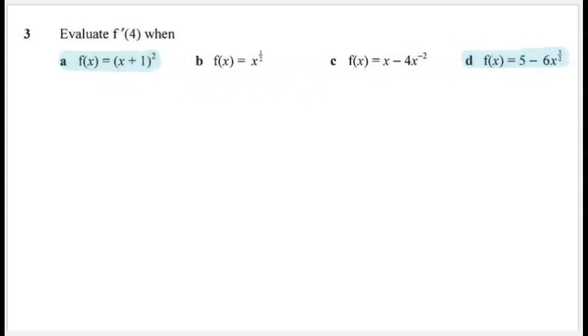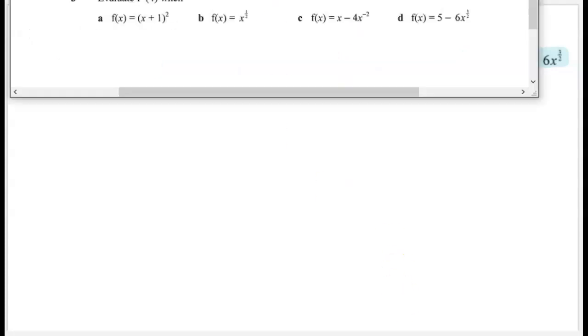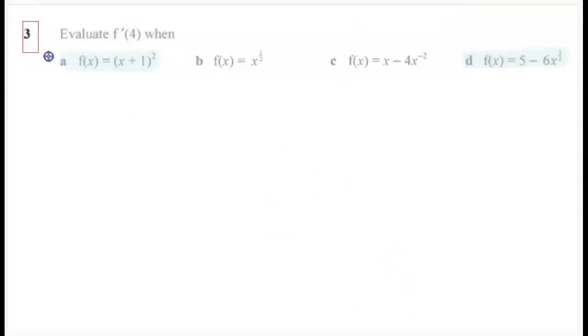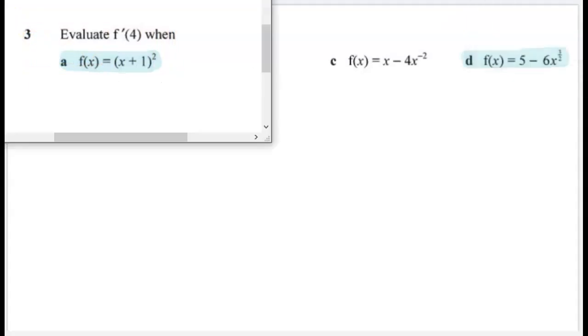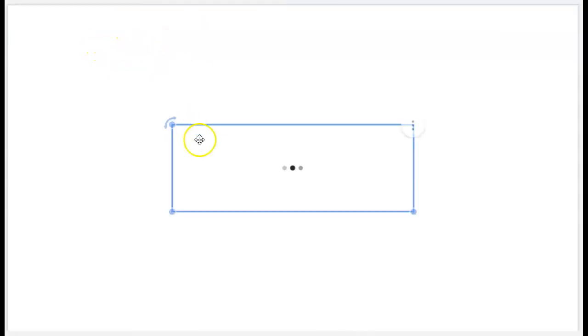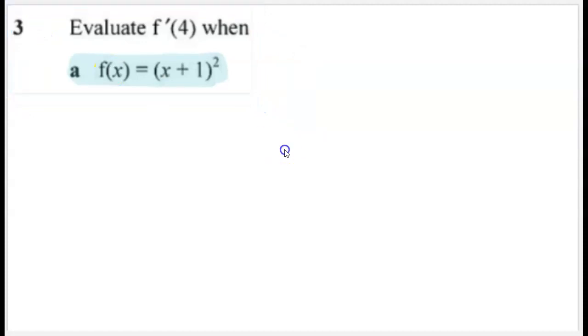So x plus 1 squared. We need to find f dash of 4. What does that mean? It means find the differential and put x equals 4 later. That's what it means. So let's have a look. Let's go to the next page and let's try this question.